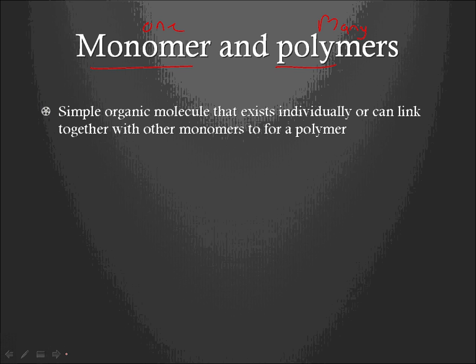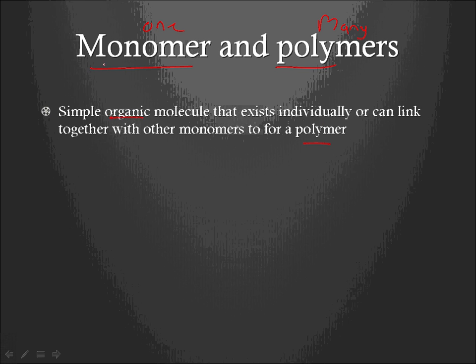Okay, monomers and polymers. This is something that I'm going to really stress. It's tricky, so you might have to find a way to wrap your brain around it. Otherwise, we'll be giving you some different mnemonic devices as we go. Monomer, mono means one. Polymer, poly means many. A monomer is a simple organic, C's and H's, that can exist totally by itself, or if it links together with other ones, it forms a polymer.